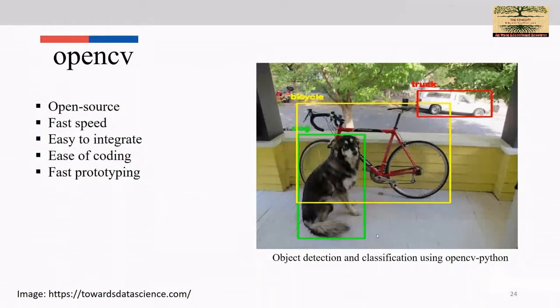So what are the advantages? It's open source. Its speed is very fast. It is easy to integrate, easy for coding and fast for prototyping. If you want to design a new architecture, you can instantly convert your architecture into an application, an app, easily in a single click. So that's why OpenCV is a very popular community.